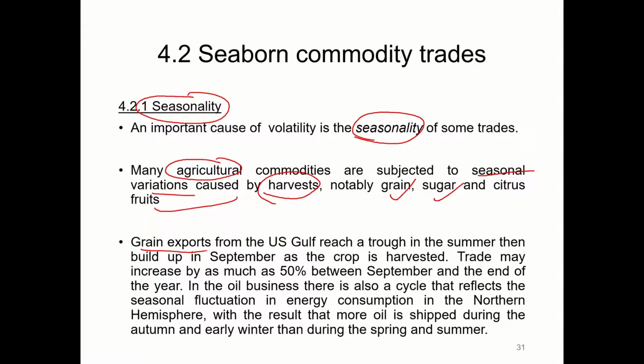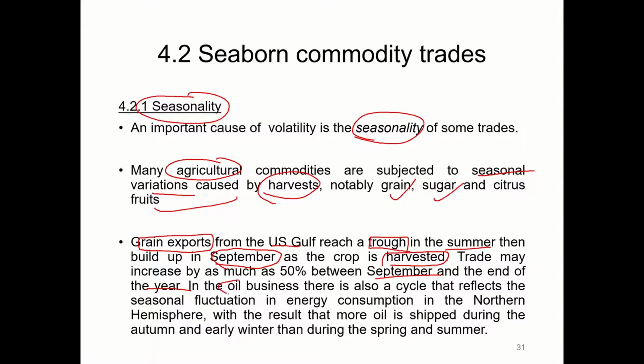One example would be grain exports from the US. Normally the demand for the shipping of grain will be at the trough, which means at the bottom, during the summer, because that's not the harvest period. And the demand for shipping of the grains will be at its peak, or build up, during September, because that's when the grain is harvested. So trade may increase by as much as 50% between September and the end of the year, because that will be during the harvesting period.